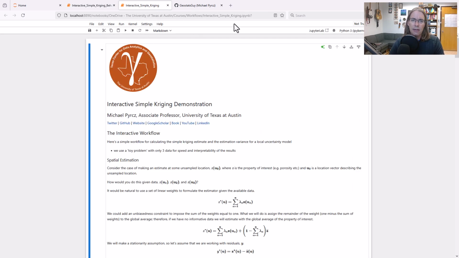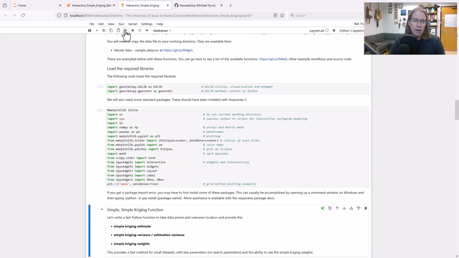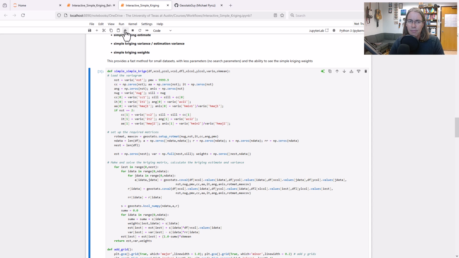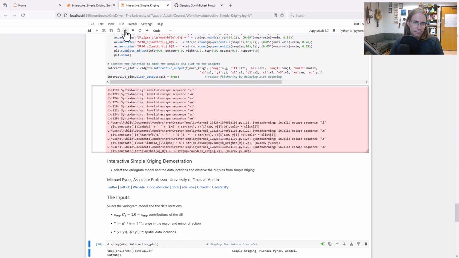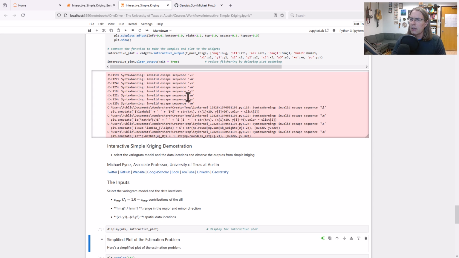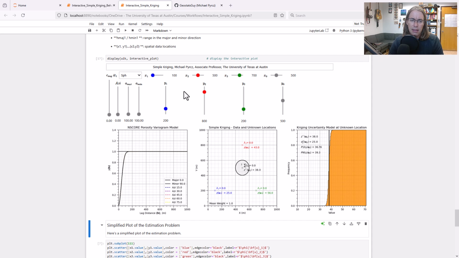Okay, let's go to this one here. This is the interactive simple Kriging. Let's play with this a bit. I want to invite you to try some things out. This is a nice example, and ignore some of these warnings. There's been an update where it's a little more sensitive about equations within my captions. I'm not going to fix that right now. I'll get to that later.